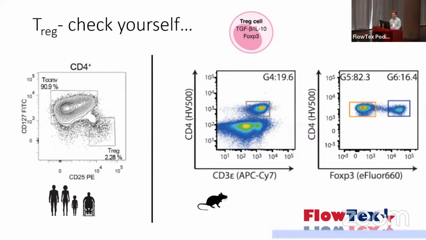In mice, unfortunately, we're relegated to looking at a transcription factor. The canonical one in this case is FOXP3. I think we heard something about that earlier today as well.